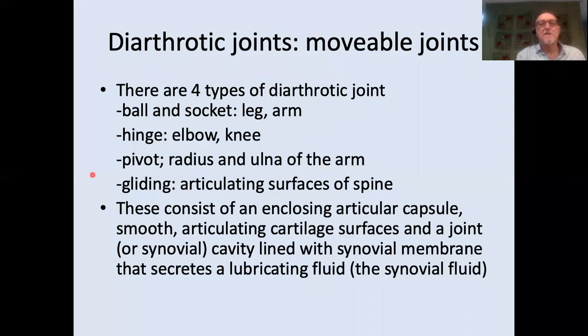The last are the gliding, articulating surfaces of the spine. Now, those are diarthrotic, but they are actually regarded as being amphiarthrotic because the joint movement is limited. But they have that typical structure. The bursa will look just like the diagram that I've just shown you.